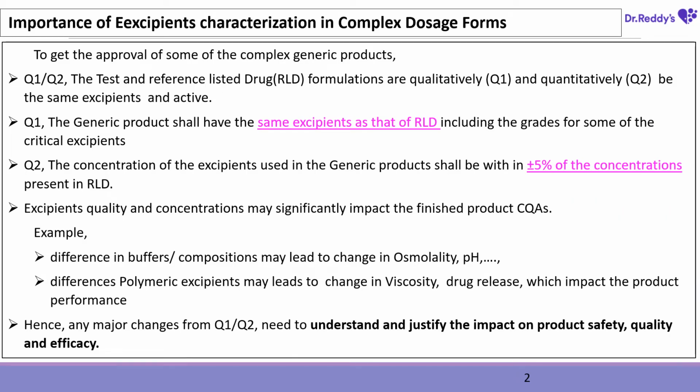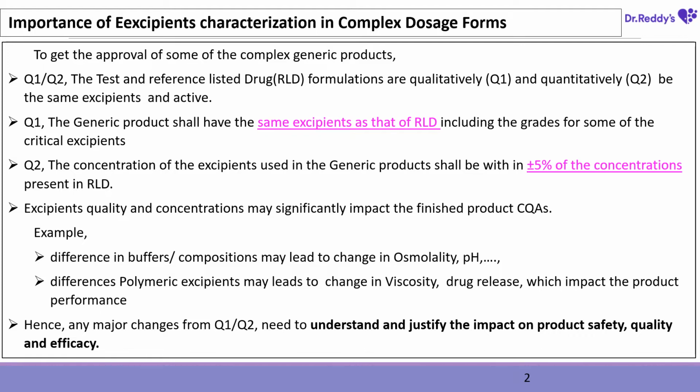So it is essential to understand the Q1, Q2 of the excipients in complex dosage forms. Q1 is that the generic product shall have the same excipients as that of RLD, including the grades for some of the critical excipients. Q2 is essentially the concentration of excipients used in the generic product, which shall be within plus or minus 5% of the concentrations present in RLD.